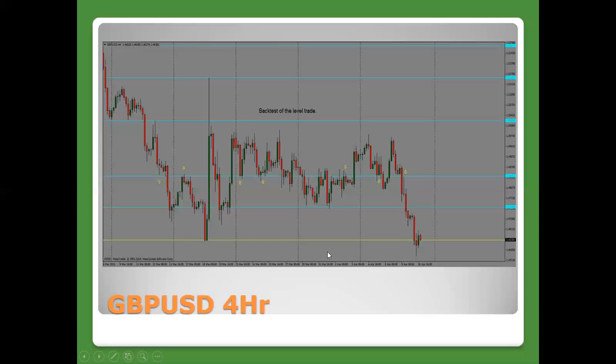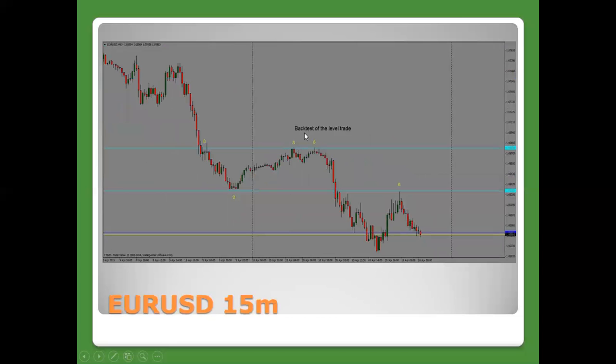So that's another example. I talked about identifying or marking these levels on a higher time frame and then looking for a trade setup at the smaller time frame. So this is an example of the Euro US dollar trade that we were looking at earlier. So we have price coming down, and see where the price had a reaction the first time around and it dropped.